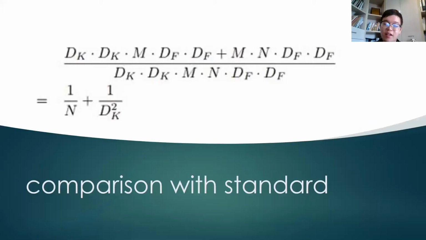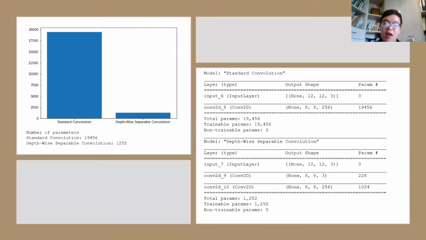As you can see, the cost ratio of standard and depthwise separable tells us the larger the number of kernels or the size, the more significant the cost and parameter reduction. Let's look at an example. Here, for the same input and filter shape, the computation and parameter numbers are hugely reduced for depthwise separable convolution, shown on the bar graph.